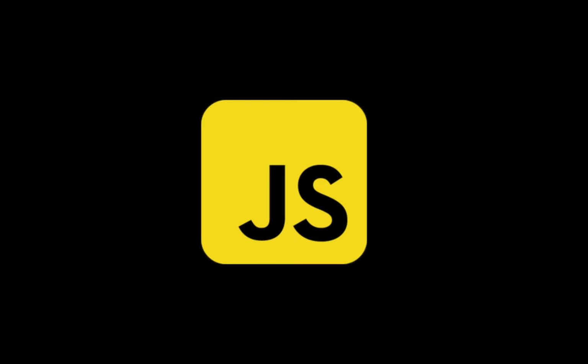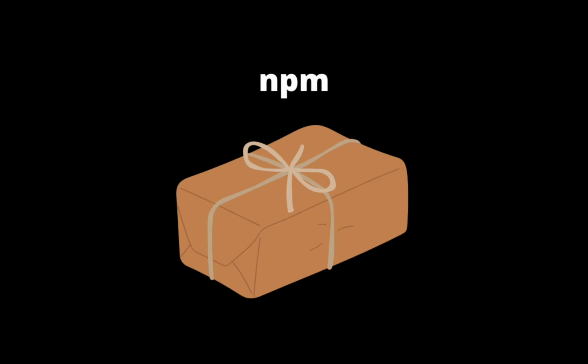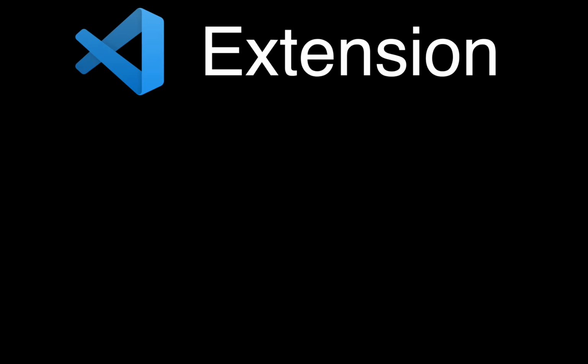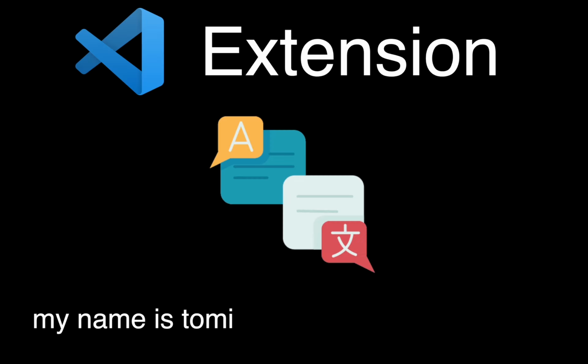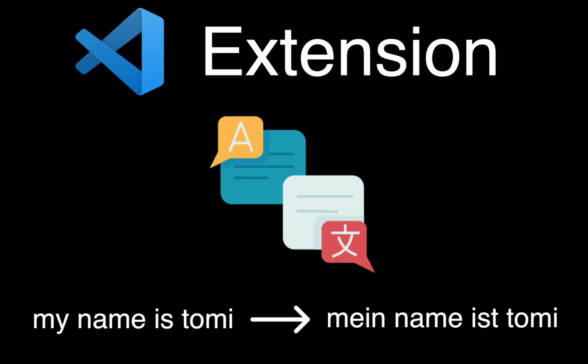Hey, in this video, I'm going to show you how to build a VS Code extension using JavaScript. We are going to start by installing all the necessary packages and setting up a new project. Then we're going to build a simple extension that translates any text to any other language. And once we've done that, we're going to publish that extension. Let's just get straight into this video.